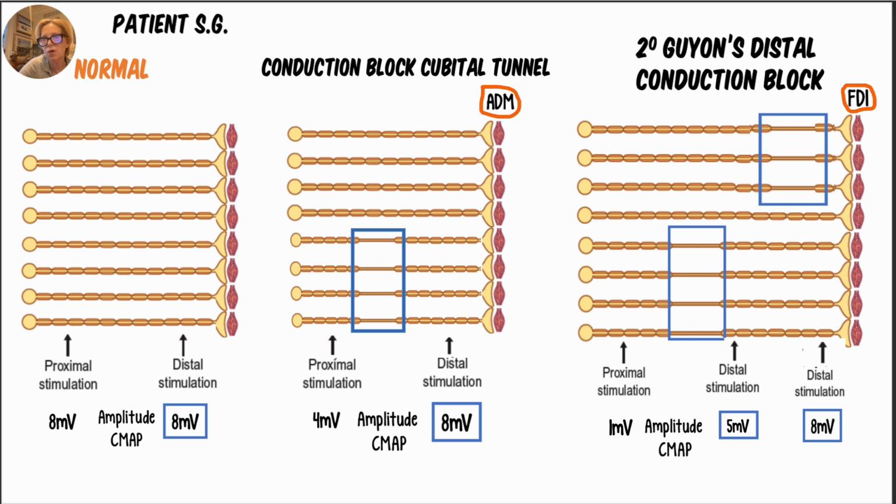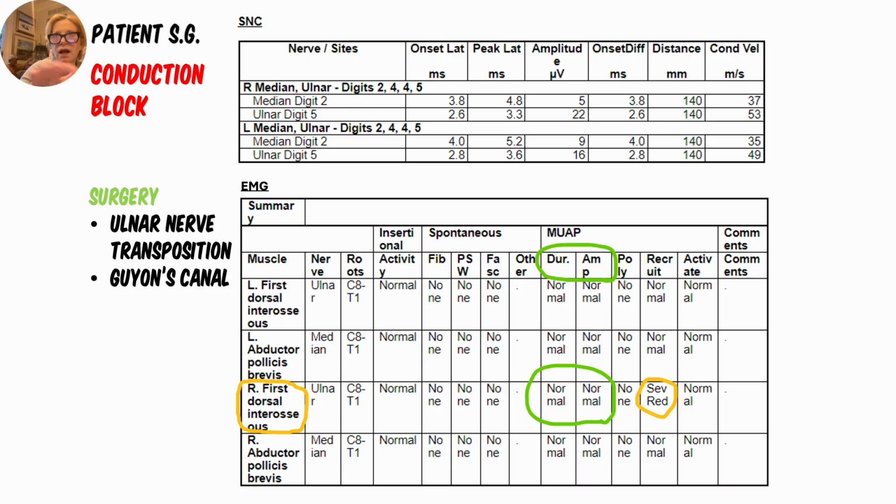So here we are now with the Guyon's canal. We've added this extra, this first blue box is at the elbow, and the second blue box is at Guyon's canal. If you were able to measure distal to that Guyon's canal block, and you can't because it twists around underneath the hook of the hamate, you would measure a normal 8. So this suggests that there's a compression at Guyon's canal.